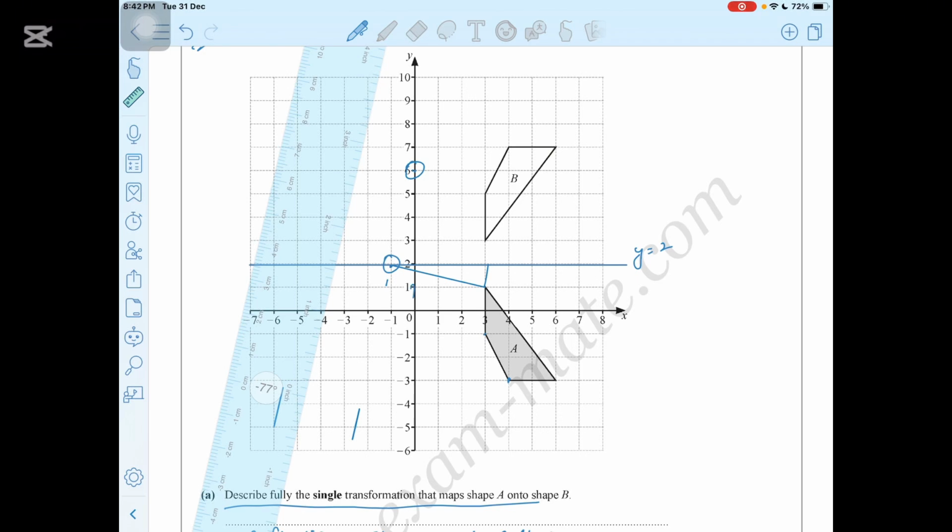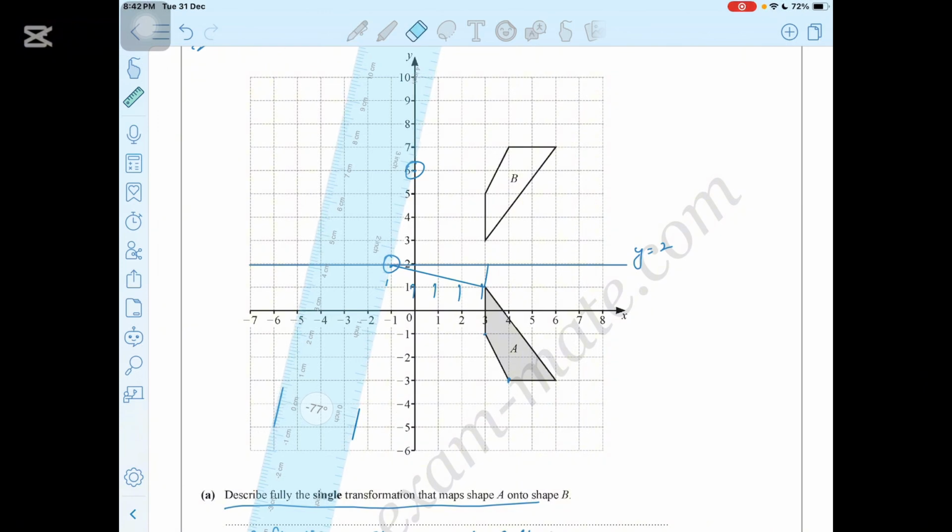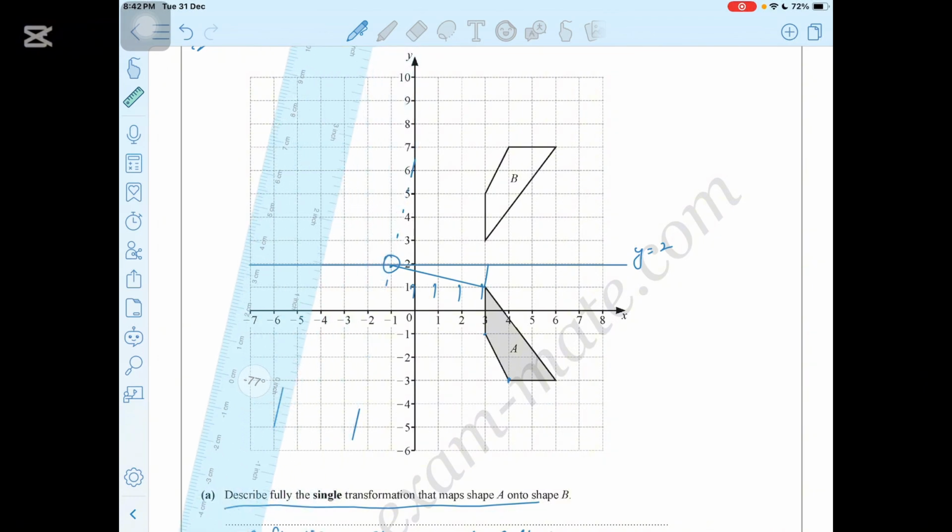Sorry, this has moved 1, 2, 3 and then 4, right? So this would be 4. Sorry, this would be, I guess, 1, 2, 3 and then 4. This is 4. Yeah, right. So this would be our point, right? So we have this.